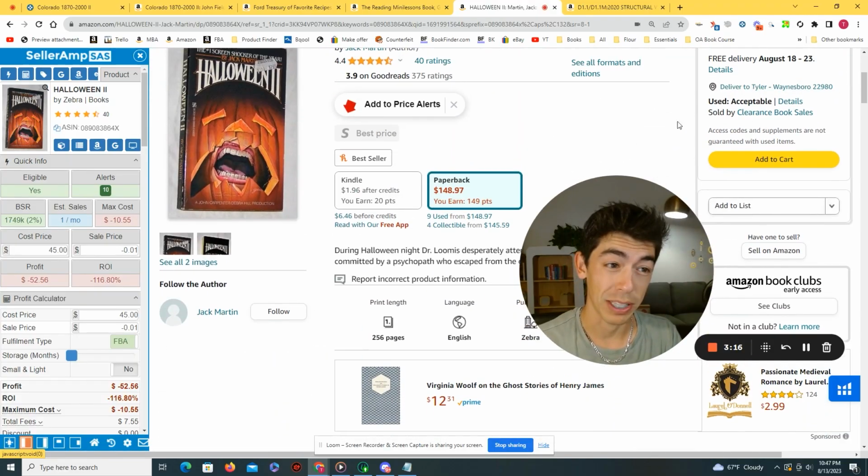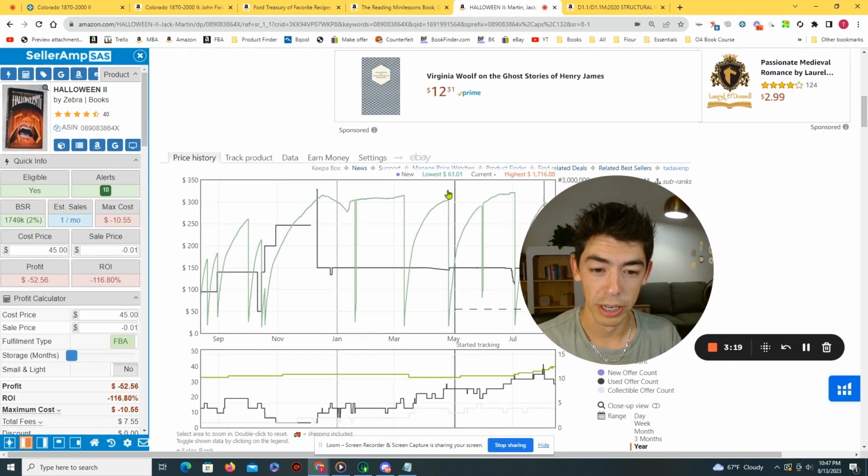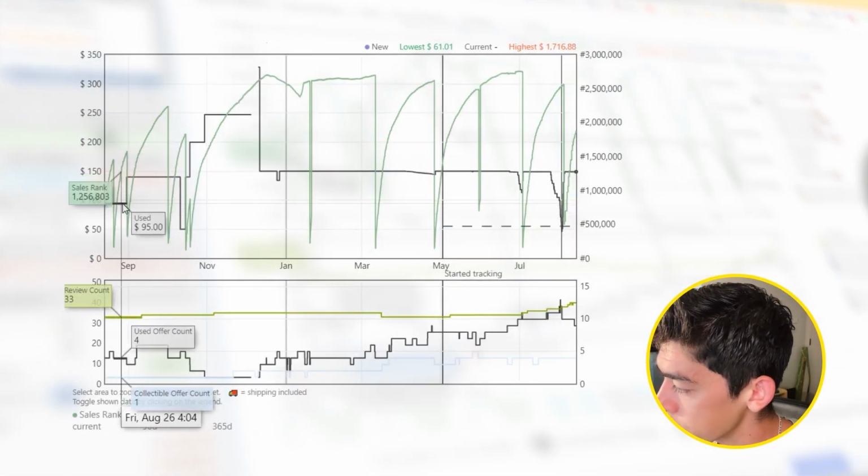Now, the next book here, a really awesome book, Halloween 2, you can see that this is a book that's actually very expensive. Buy box price is $150 over here on Amazon. But again, what we can do is use our cursor. Let's go left or right.